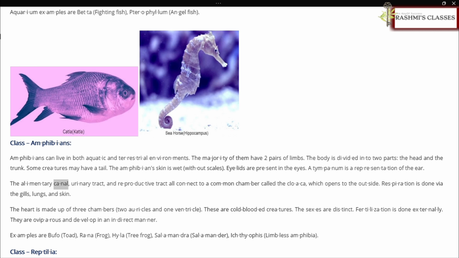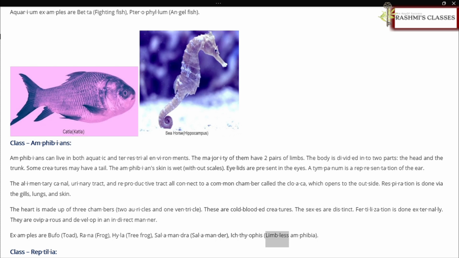The alimentary canal, urinary tract, and reproductive tract all connect to a common chamber called the cloaca, which opens to the outside. Respiration is done via the gills, lungs, and skin. The heart is made up of three chambers, two auricles and one ventricle. These are cold-blooded creatures. The sexes are distinct. Fertilization is done externally. They are oviparous and develop in an indirect manner. Examples are Bufo, toad, Rana, frog, Hyla, tree frog, Salamandra, salamander, Ichthyophis, limbless amphibian.